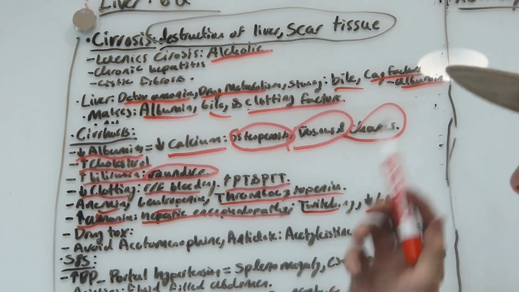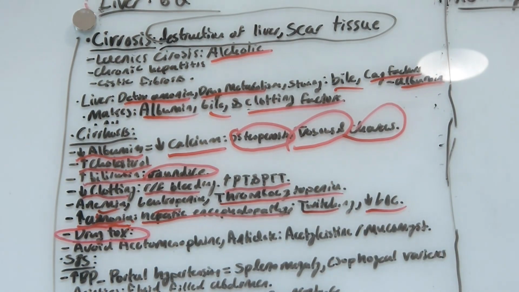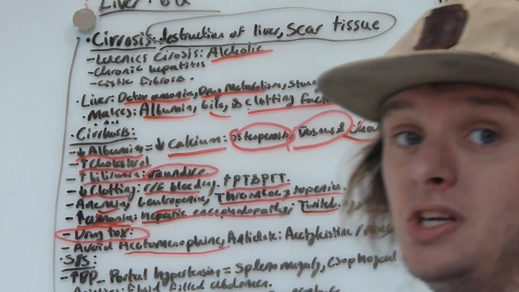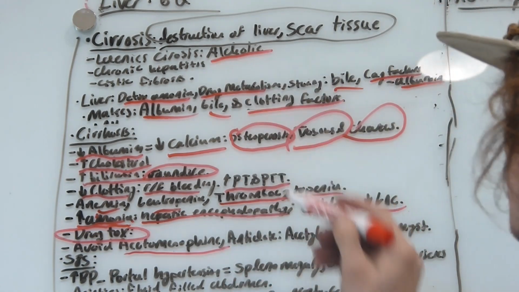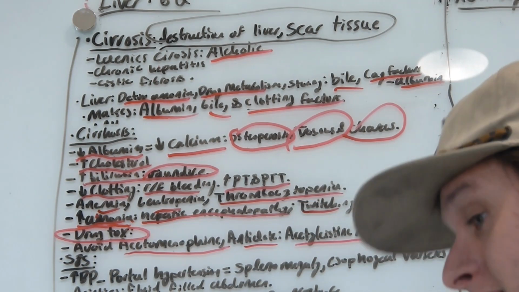Now, these patients with cirrhosis are at risk for drug toxicity. So basically, we need to be careful in giving them drugs because their liver can't metabolize them. We definitely need to avoid acetaminophen. And acetaminophen overdose can cause cirrhosis. The antidote to that is acetylcysteine, also called Mucomyst.